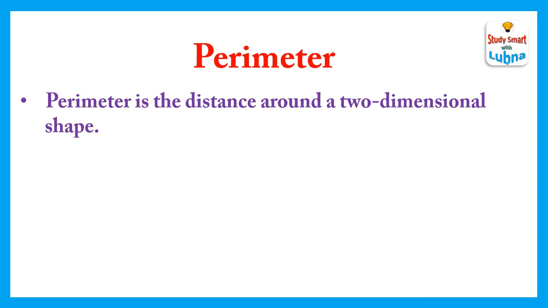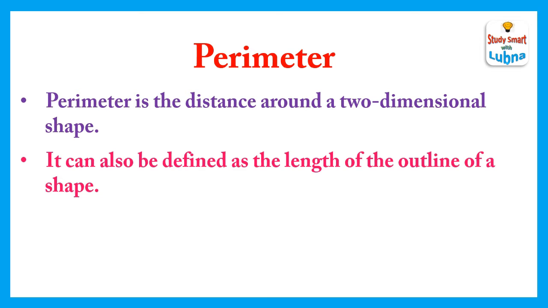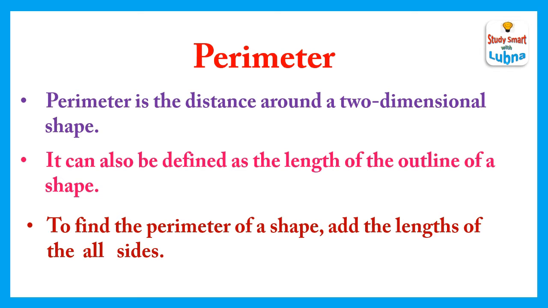Perimeter is the distance around a two-dimensional shape or 2D shape. It can also be defined as the length of the outline of a shape. To find the perimeter of a shape, add the length of all the sides.